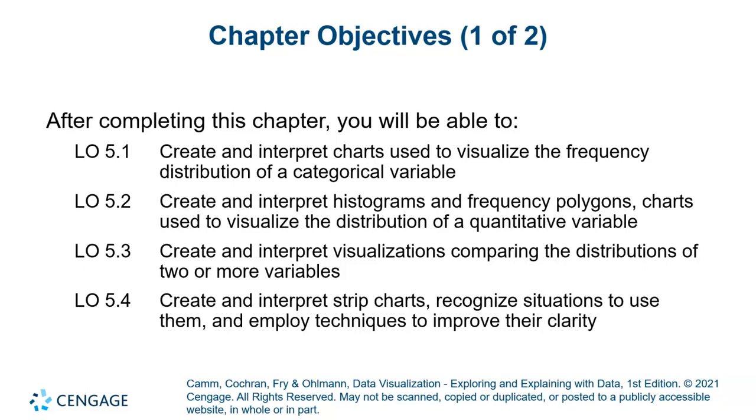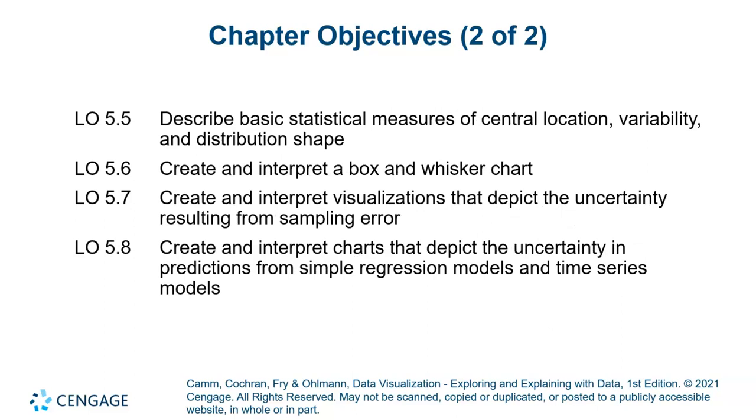The third most important objective is to interpret visualizations comparing the distribution of two or more variables. In case there are two or more variables, how the visualization will change and how we can interpret it. And the fourth important learning objective is to create and interpret scatter charts, recognize situations to use them, how to employ them, and how to improve the clarity.